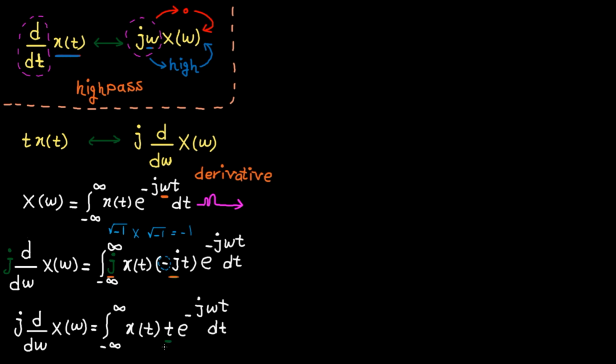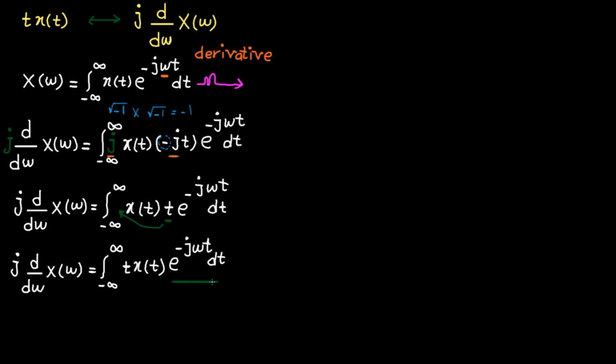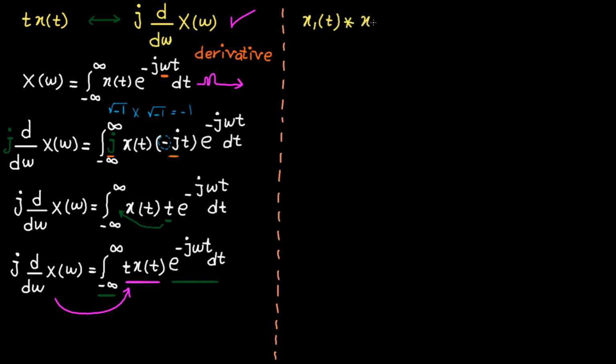Let me write it again. Bring t to the front. Now we have this complex function here and this integral here. So we can say this is the Fourier transform of this term. Done. Next property is time domain convolution.